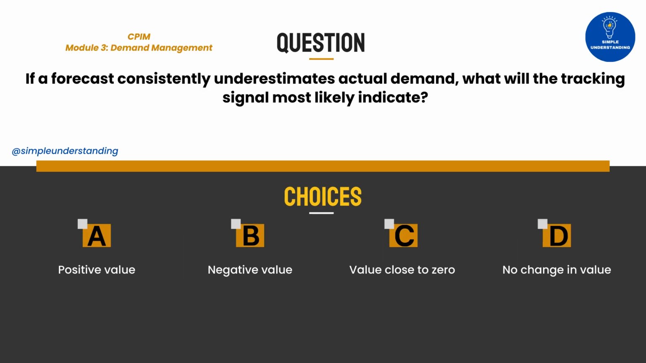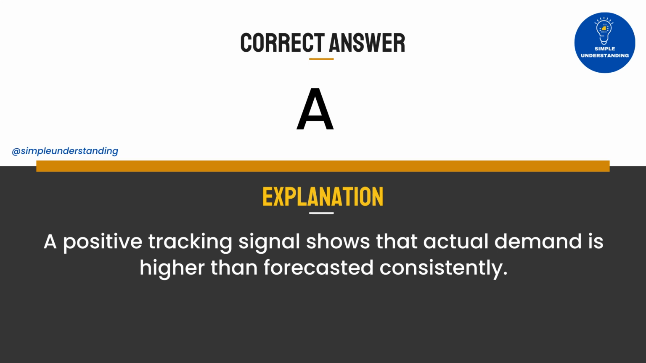Question 9. If a forecast consistently underestimates actual demand, what will the tracking signal most likely indicate? A. Positive value. B. Negative value. C. Value close to zero. D. No change in value. Correct answer. A. Explanation. A positive tracking signal shows that actual demand is higher than forecasted consistently.